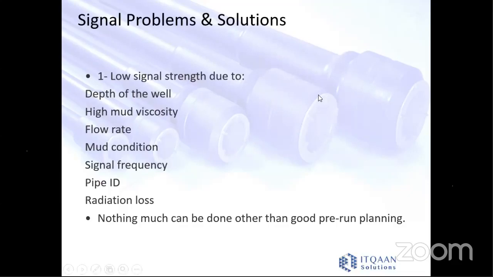I'll move to signal problems and solutions. We have low signal strength due to depth of the well, high mud viscosity, flow rate, mud condition, signal frequency, pipe ID, and radiation losses. Actually, nothing can be done if we have this signal problem, except, as I mentioned before, during pre-job planning we need to prepare all the data for the planning process, so we have a better configuration for this BHA and choose the correct tools.